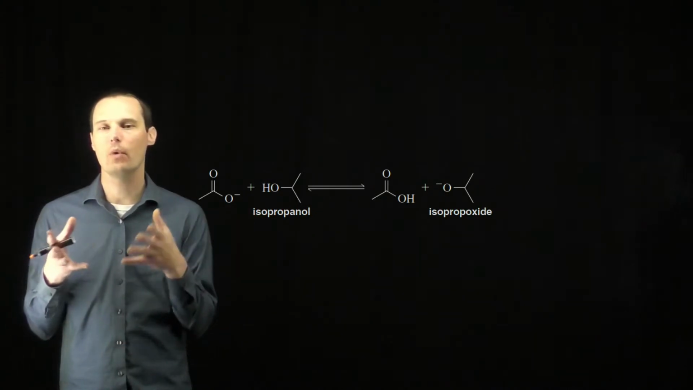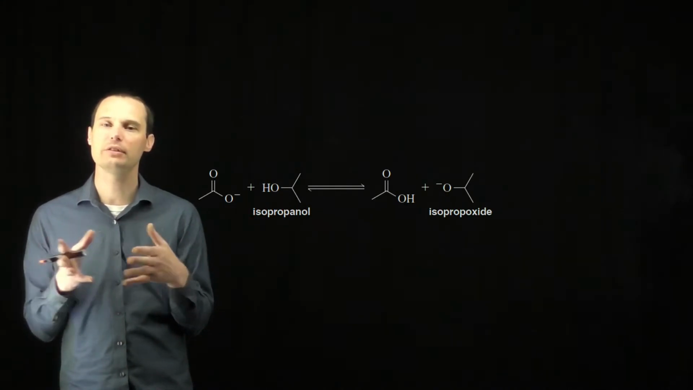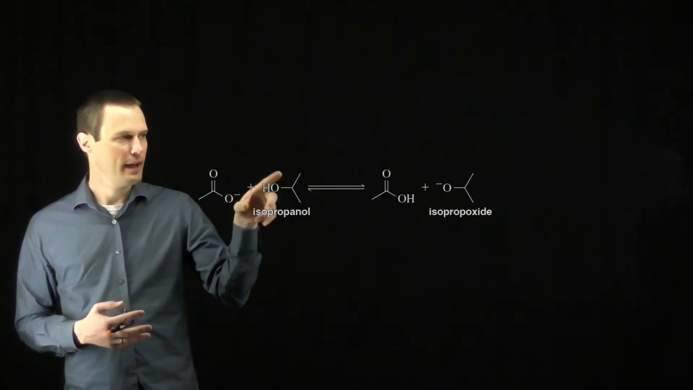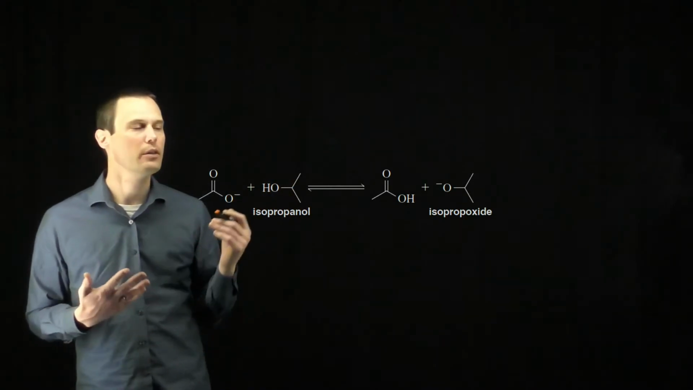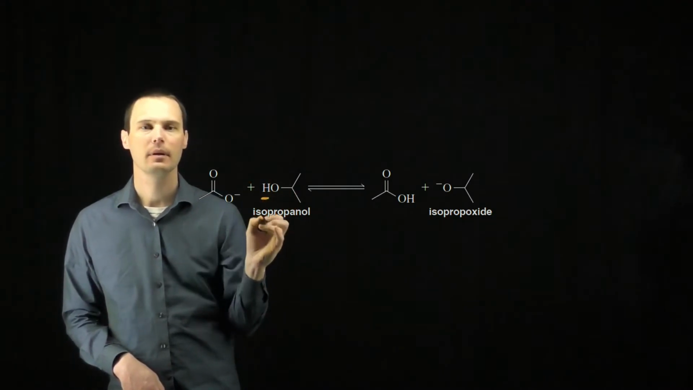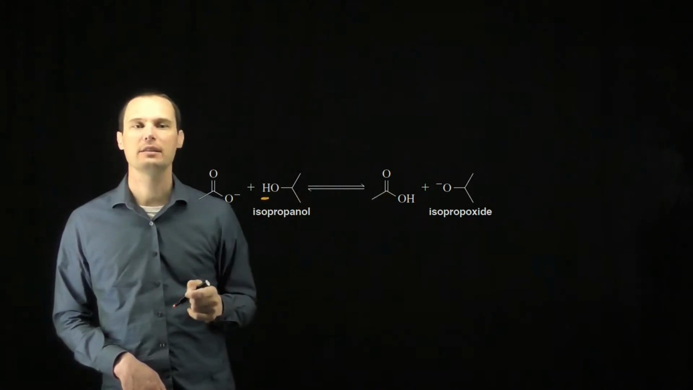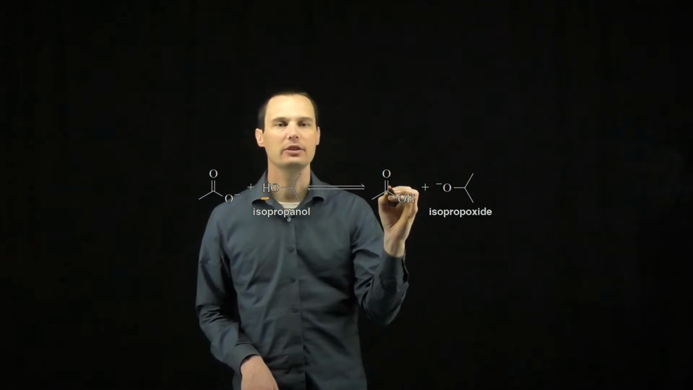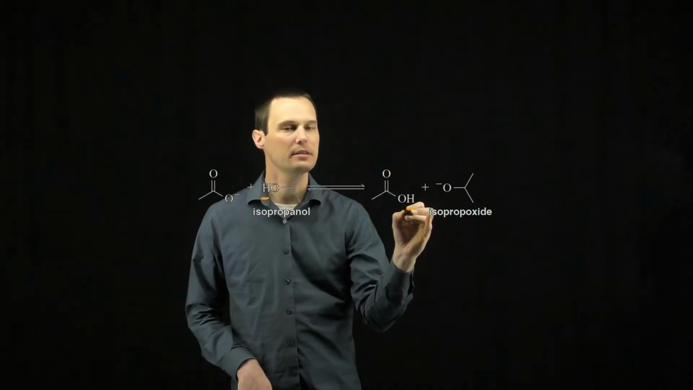Acid-base reactions involve one hydrogen moving from the acid on the reagent side to the conjugate acid on the product side. If I look at all the hydrogens implied or explicitly drawn, the one that I'm focusing on is the hydrogen here attached to isopropanol. This hydrogen is no longer attached to isopropanol in the product, the isopropoxide in the product. Instead, it is now attached as the hydrogen on the carboxylic acid in acetic acid.